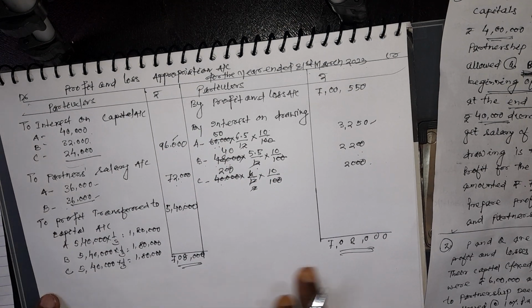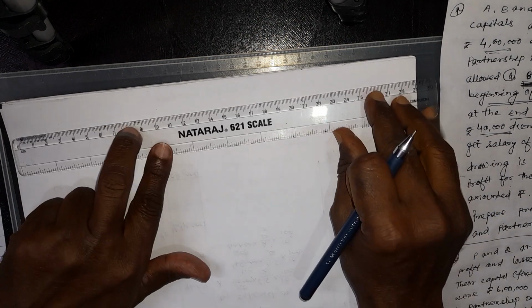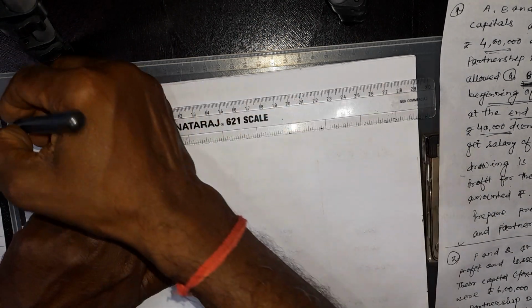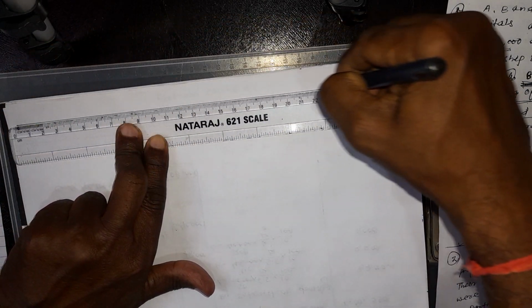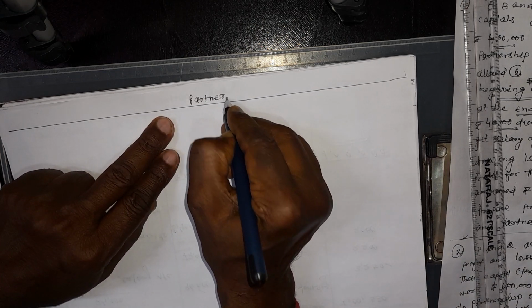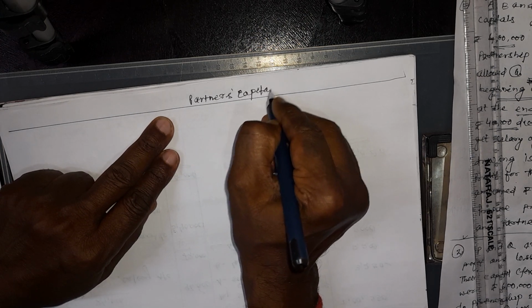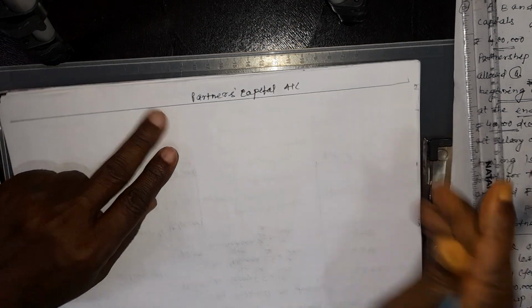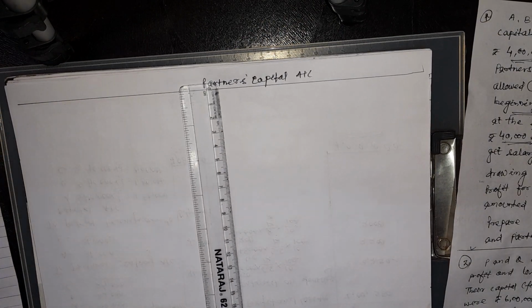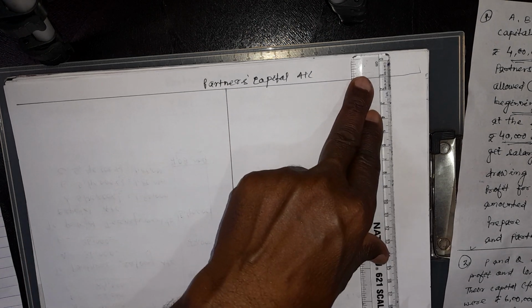So now I am going to explain about the partners capital account. Partners capital account, I am going to explain it now. You will write it, partners capital account. Clear? So first you divide equally, then three partners you will write.